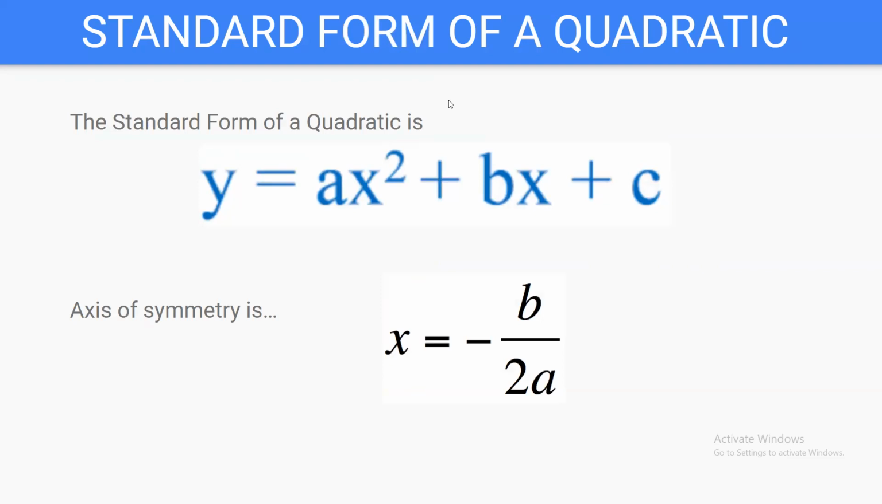This is the standard form of a quadratic. This should be reviewed as well. So y equals ax squared plus bx plus c. Notice that we have our x and y values here. And to find the axis of symmetry, it's just x equals negative b over 2a. So these two equations you do have to know. So please write them down in your notes. And we're going to use this form and this formula for the axis of symmetry to figure out what the axis of symmetry is.